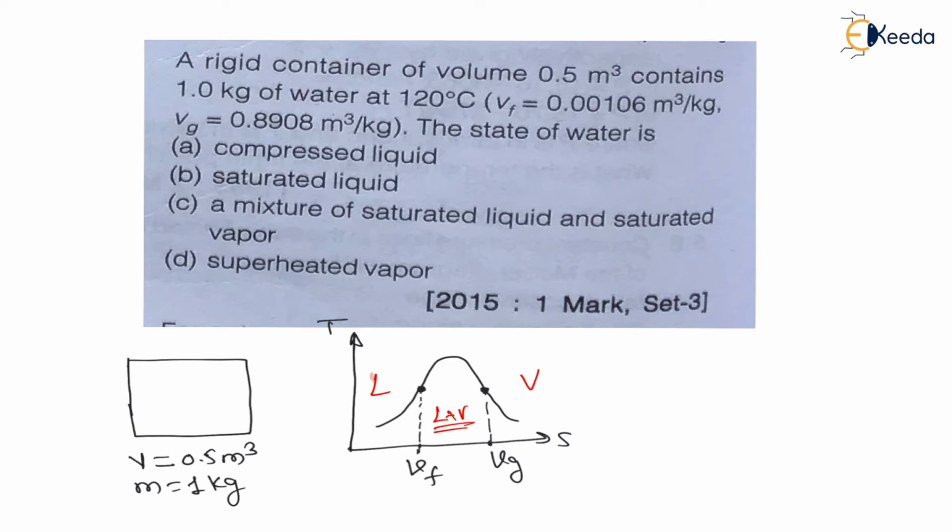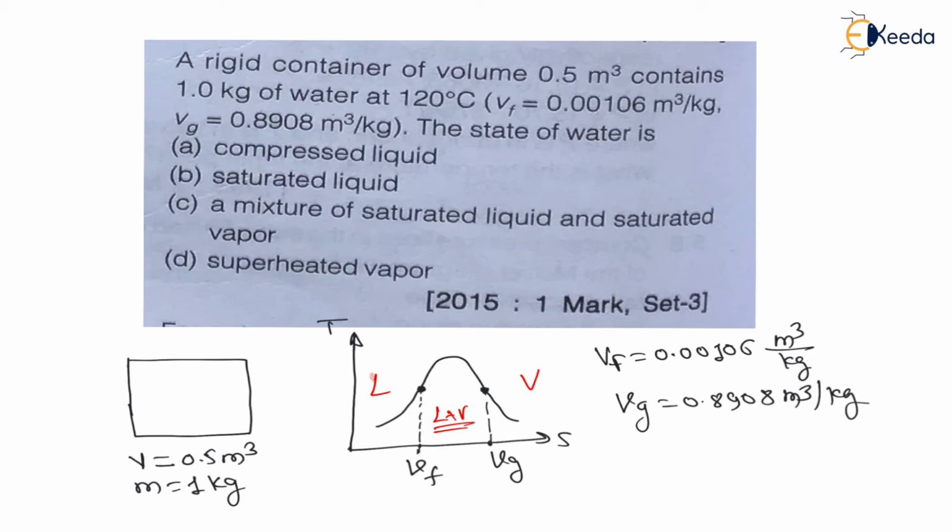Here the Vf value is given as 0.00106 meter cube per kg and Vg is given which is nothing but 0.8908 meter cube per kg. Now they are asking what is the state of water, right?